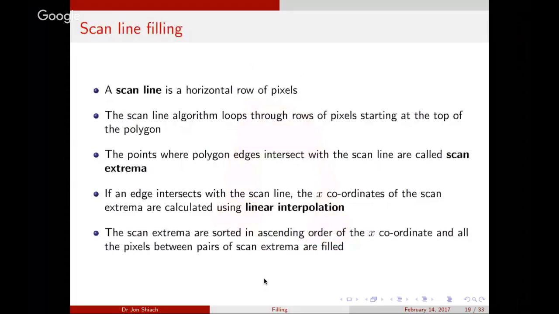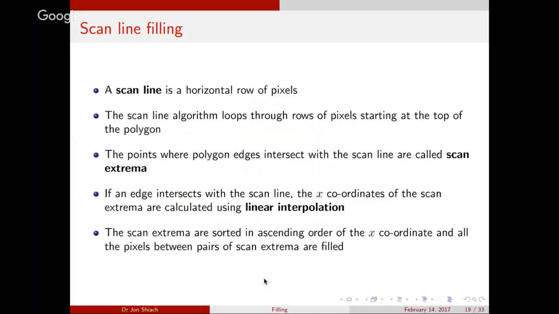Okay, so this will bring us on to the next method, which is sort of basic, what all filling is done using. And in the final lecture today, I'll be talking about texture mapping, which also uses this same basic approach. So this is the idea of scan line filling.